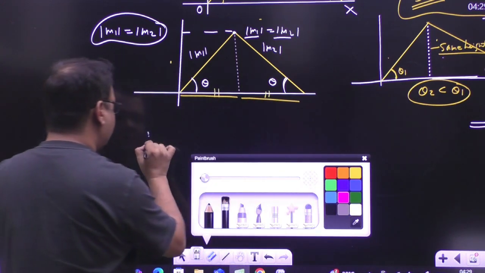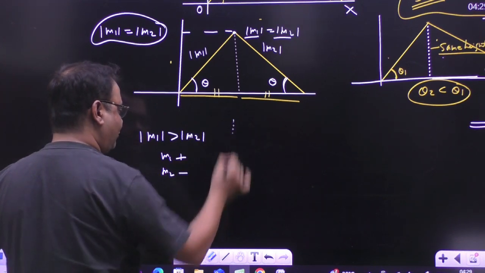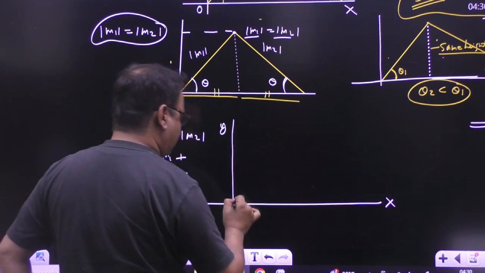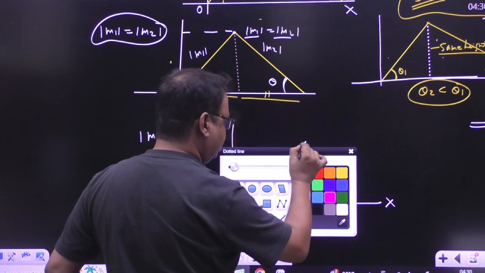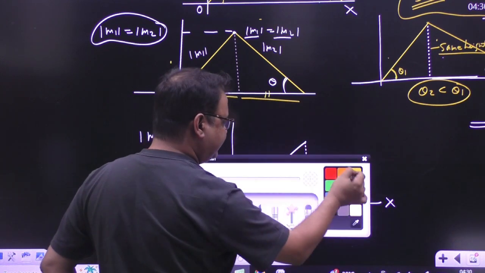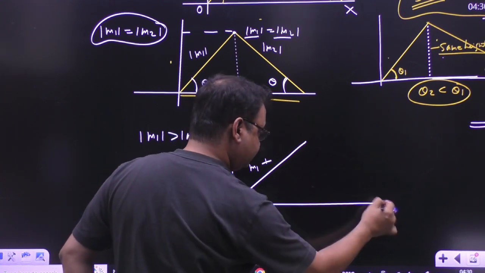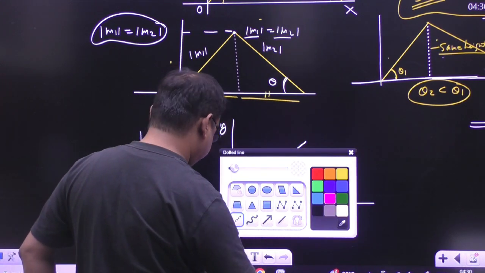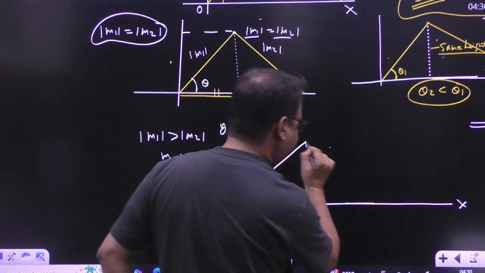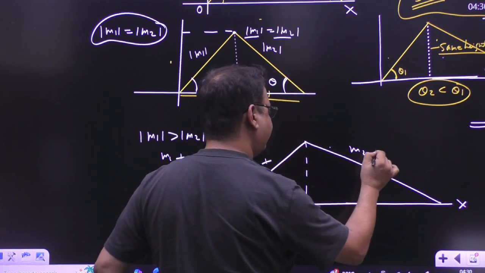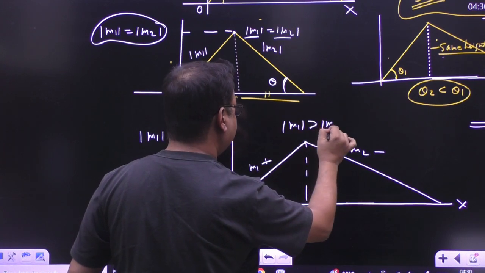Now if you see, mod of m1 is greater than mod of m2, and m1 is positive, m2 is negative. Now what you will get? So I'm making one line, this is m1 positive, and I will apply this scale. So this inclination will be lesser because mod of m2 is less. Let me stretch the x-axis a bit more. So this is the same height, and now I'm stretching the run for the second portion. This is mod of m2 negative, the graph is going down. So in this case, mod of m1 was greater than mod of m2.